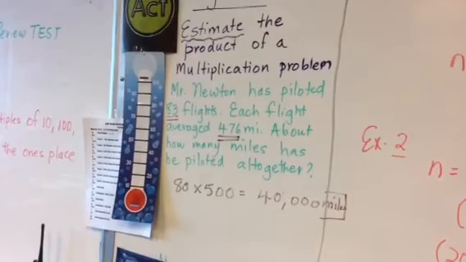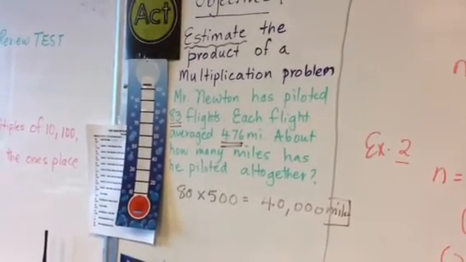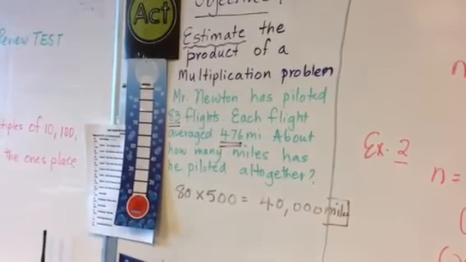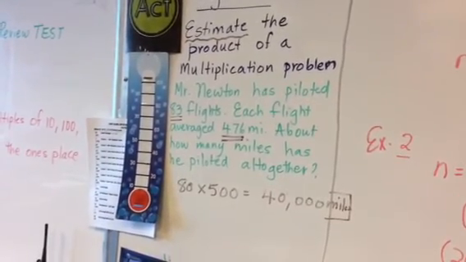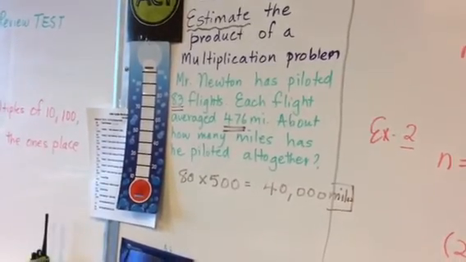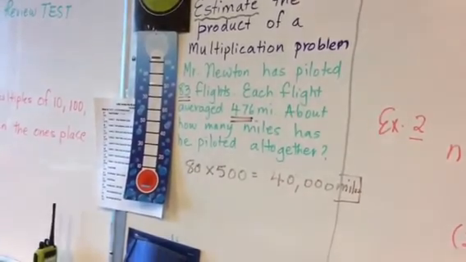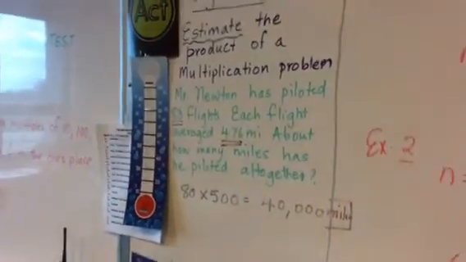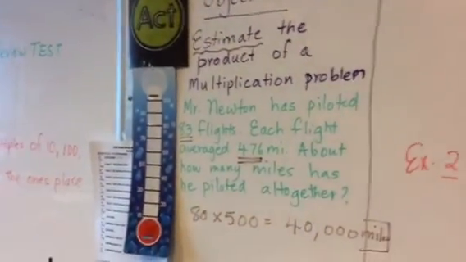So that is a story problem. Very simple. You read what is given: 83 flights, average is 476 miles per flight. How many miles? How many means more than 1, so you have to multiply. That is the estimated product of a multiplication problem.